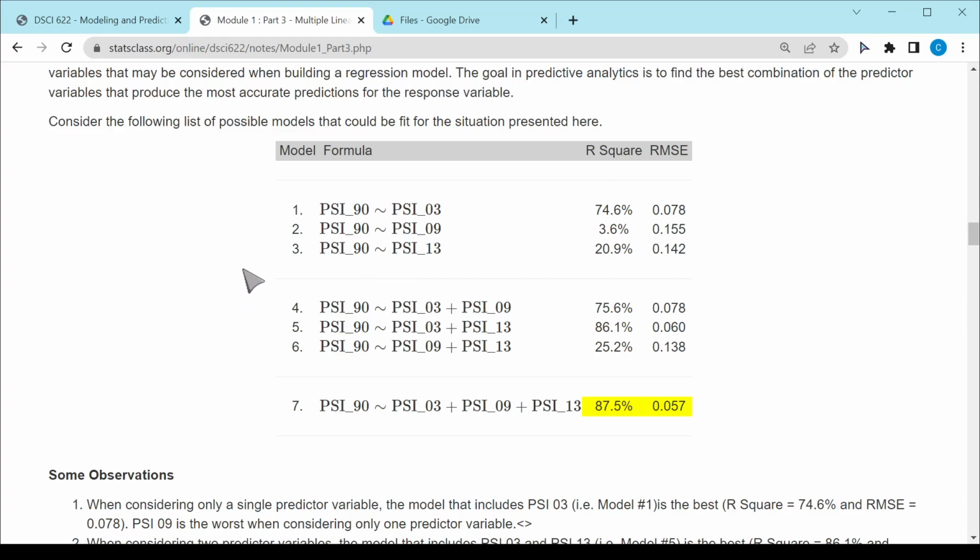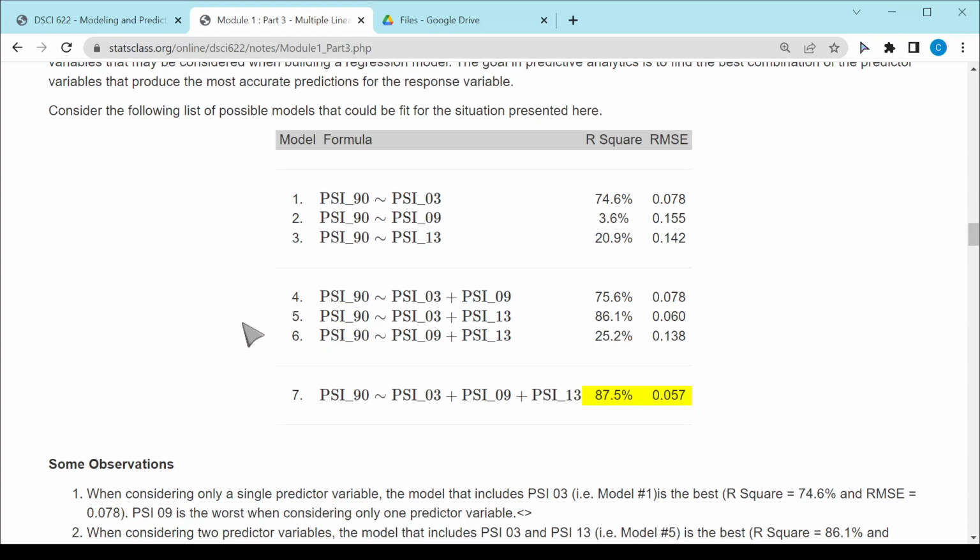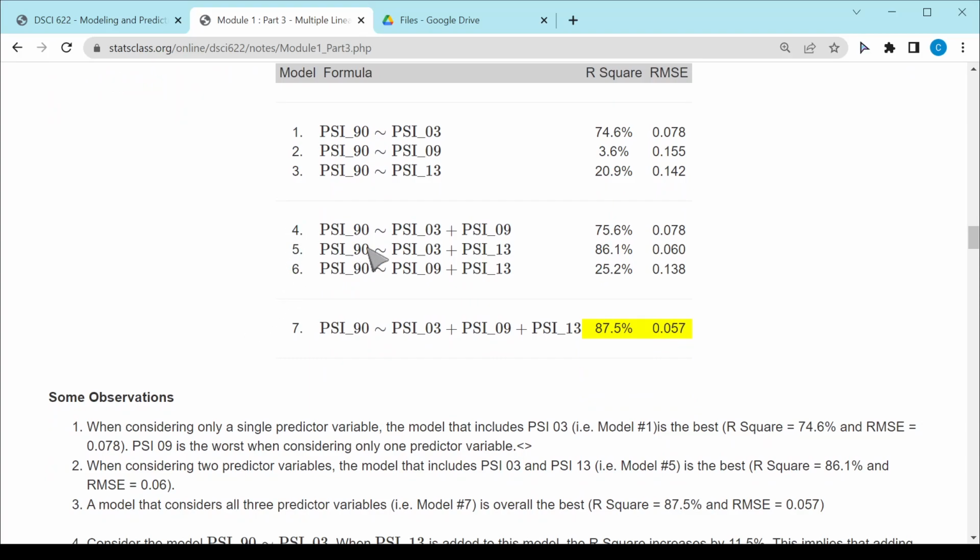So PSI03 appears to be the most important when I'm looking at them individually. Let's look at the next set here when I'm looking at 2 predictor variables. So I have 03 and 9, I have 03 and 13, and then 9 and 13. And out of these 3 models, which appears to be doing the best is the one that has PSI03 and 13 in it. Again, the root mean square error is smallest here.